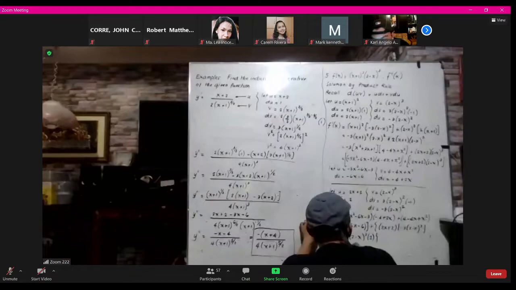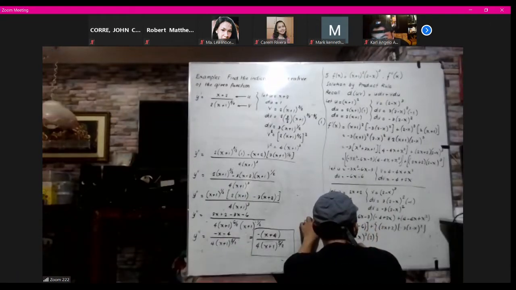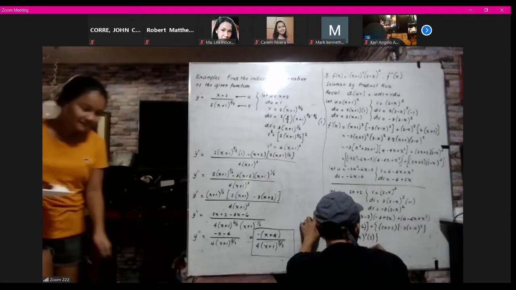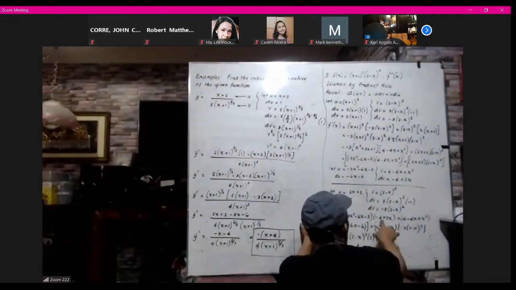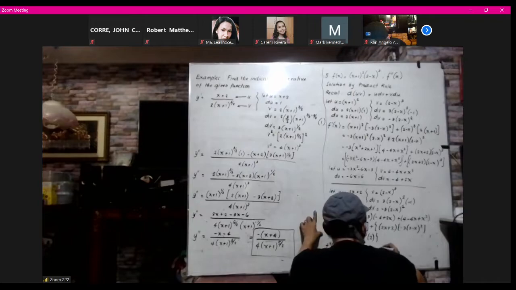So, lagyan ko lang ng braces. Positive 12x squared. Okay? Negative 4 times negative 6x, positive 24x. Okay. Negative 4 times 3, positive 12.